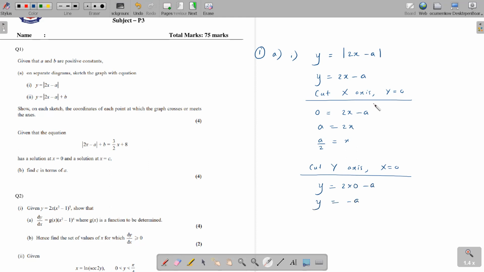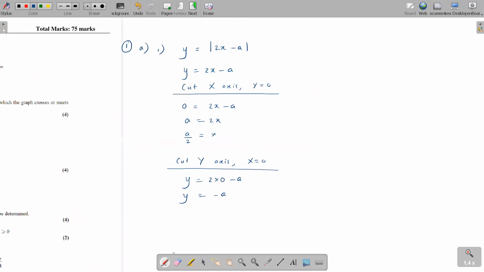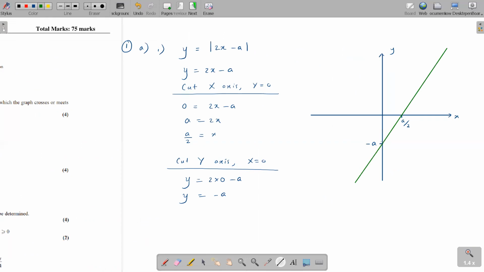So now you have the x-axis cutting point and the y-axis cutting point. So just draw the graph. Here, x and y. The x cutting point is a over 2, the y cutting point is minus a. So this is how the original graph looks, right? Did you all get this? Yes. So this is how the original straight line, y equals 2x minus a, looks.